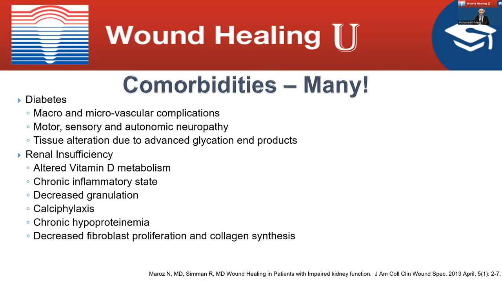Also, there are a lot of comorbidities associated with aging and with other diseases such as diabetes, which is accompanied by macro and microvascular complications, motor, sensory and autonomic neuropathy, and tissue alteration due to advanced glycation end products. Other factors include renal insufficiency, which alters vitamin D metabolism, a chronic inflammatory state, decreasing the granulation during wound healing, and chronic hyponatremia, which decreases the energy stores and also the protein stores. I will explain this in the last slide. Also decreasing fibroblast proliferation and collagen synthesis.